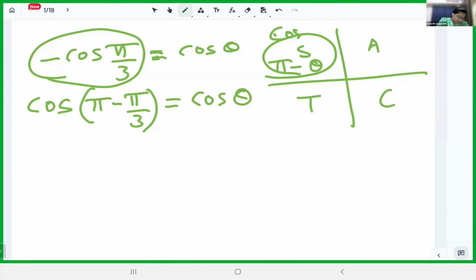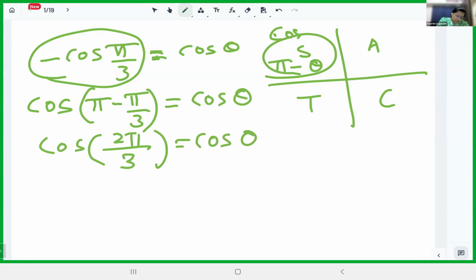So what is the value of theta? This can be simplified, right? Cos of 3 pi minus pi, the LCM is 3. So 3 pi minus pi will give you 2 pi. 2 pi by 3 is equal to cos theta. So theta is equal to 2 pi by 3.